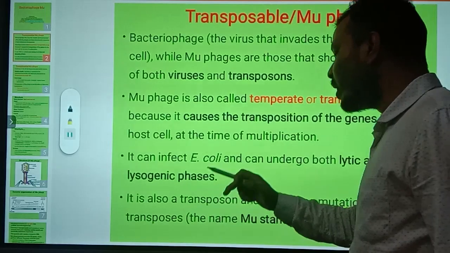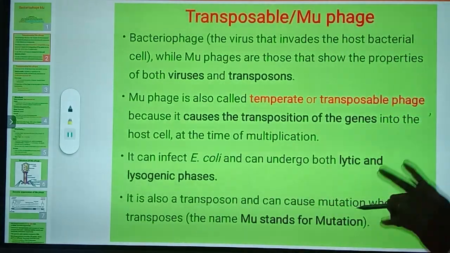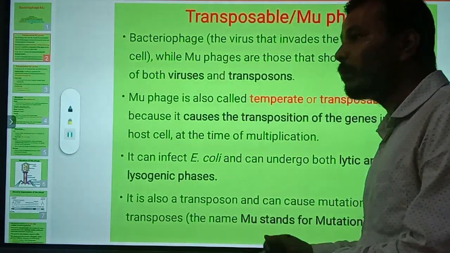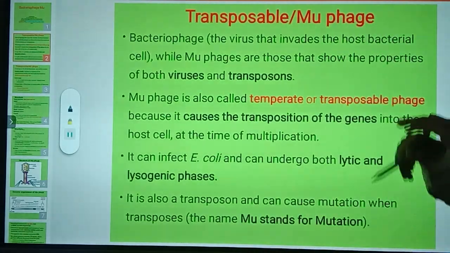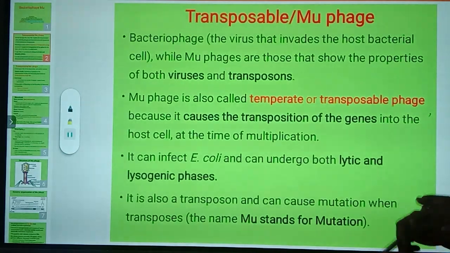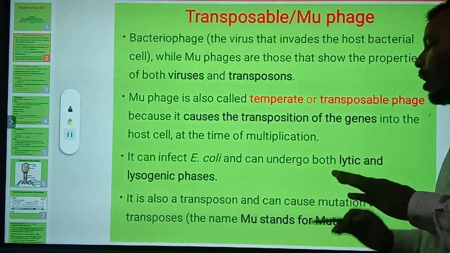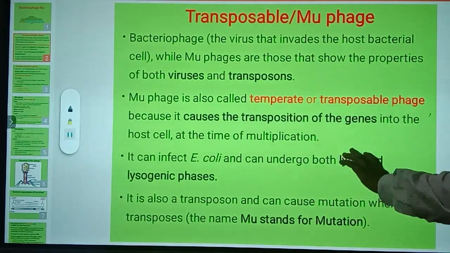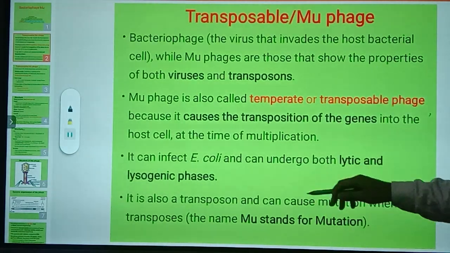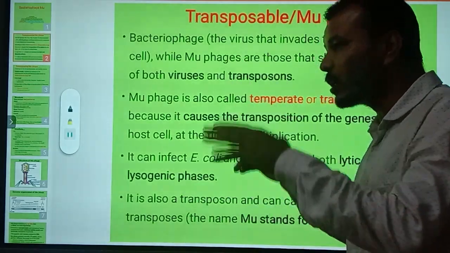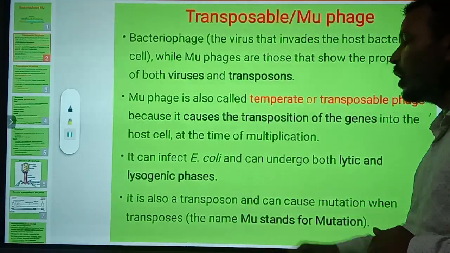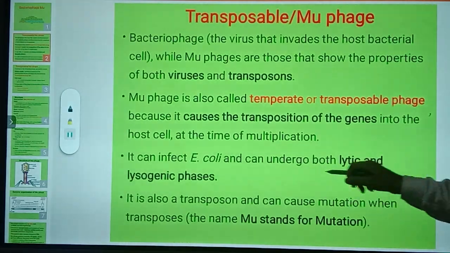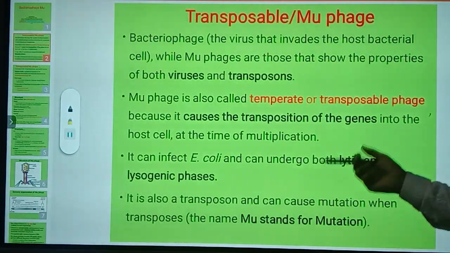It can infect E. coli and may undergo both lytic and lysogenic phases. Lytic, there will be lysis, and lysogenic, they become part of the host genome and keep on multiplying, but they will not normally rupture or damage the host. But under certain conditions, when they have to come out, they will follow the lytic pathway and do lysis of the host cell.